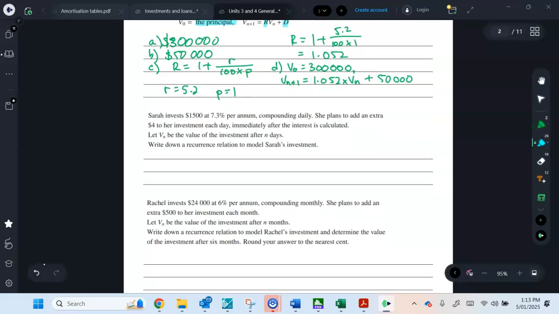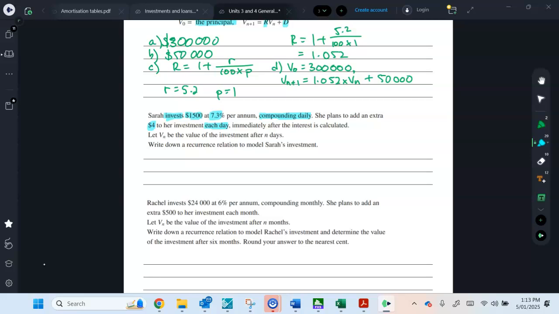So just for the sake of this video being short, I'm going to highlight things as we go. So Sarah invests, so we're looking at an investment, and it's very important to know whether it's an investment or a loan, because remember we calculate it differently. $1,500 at 7.3% per annum, compounding daily. All right, so now we've got something other than a yearly compounding period. She plans to add an extra $4 to the investment each day immediately after interest is calculated.